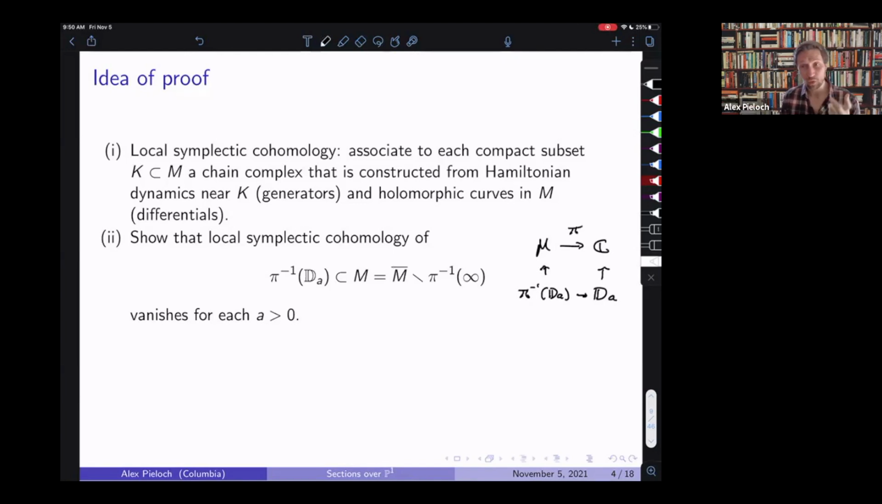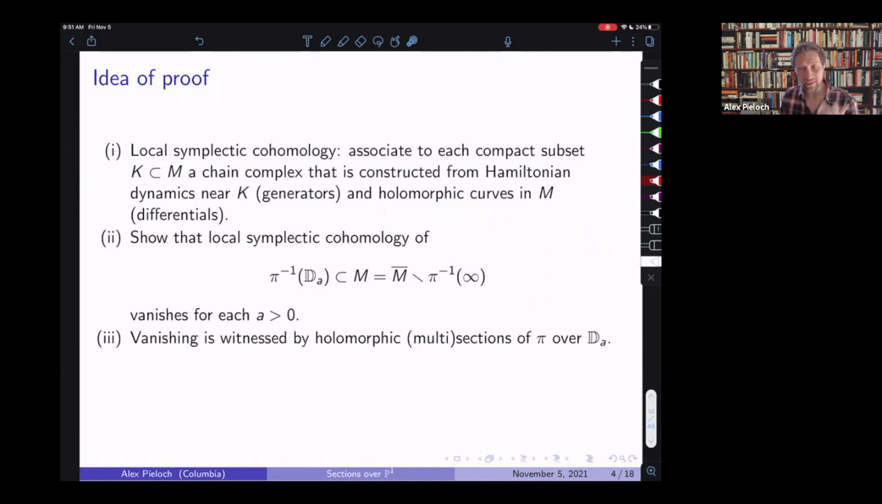And so what we show is that this local symplectic cohomology group vanishes for each one of these inverse images of a disk. And so if you look at the definition and the construction of local symplectic cohomology and unwind this vanishing in terms of your Floer trajectories and algebra, what you find is that this vanishing of these local symplectic cohomology groups is actually implied by the existence of holomorphic multi-sections over your finite radius disk. Okay, so using Floer theory, we essentially produce these multi-sections or sections over some finite disks.